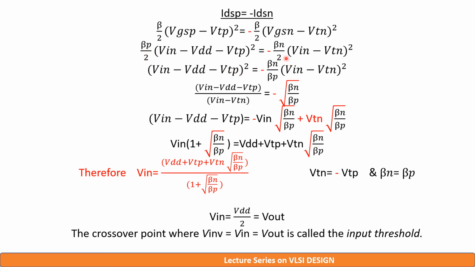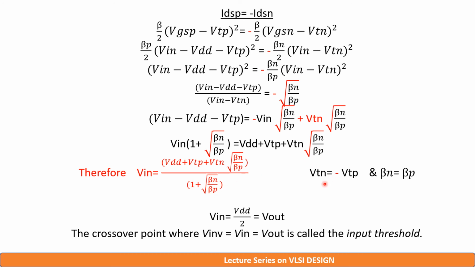So both denominator 2 will get cancelled. Beta P is shifted to the right hand side, therefore we will be getting this expression. Cross multiplying the terms, we'll be getting Vin minus VDD minus VTP equals minus Vin square root of beta n by beta p plus VTN square root of beta n by beta p. Once you simplify, you'll be getting Vin equals VDD plus VTP plus VTN square root of beta n by beta p, divided by 1 plus square root of beta n by beta p.